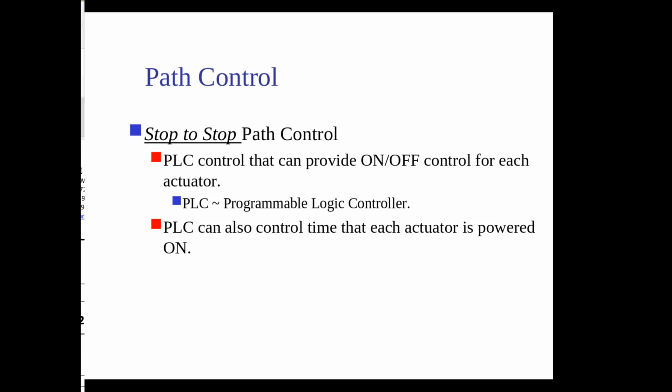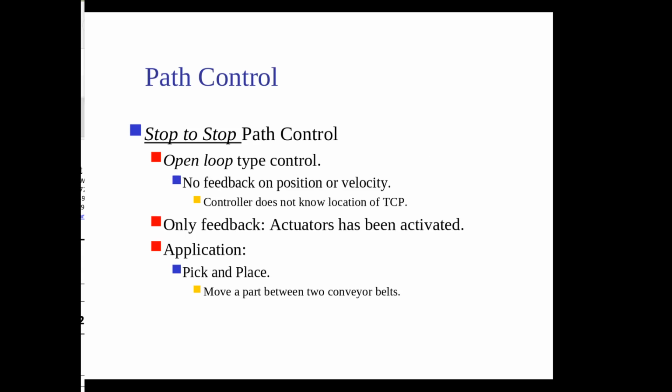PLCs can be used for this to actually do the control. So the PLC just senses the status of limit switches and sends on-off control to the actuators. Okay. Another method is stepper motors, where every pulse you send to the motor moves it so many degrees, and so you can count how many pulses you want it to move to control how far it actually moves.